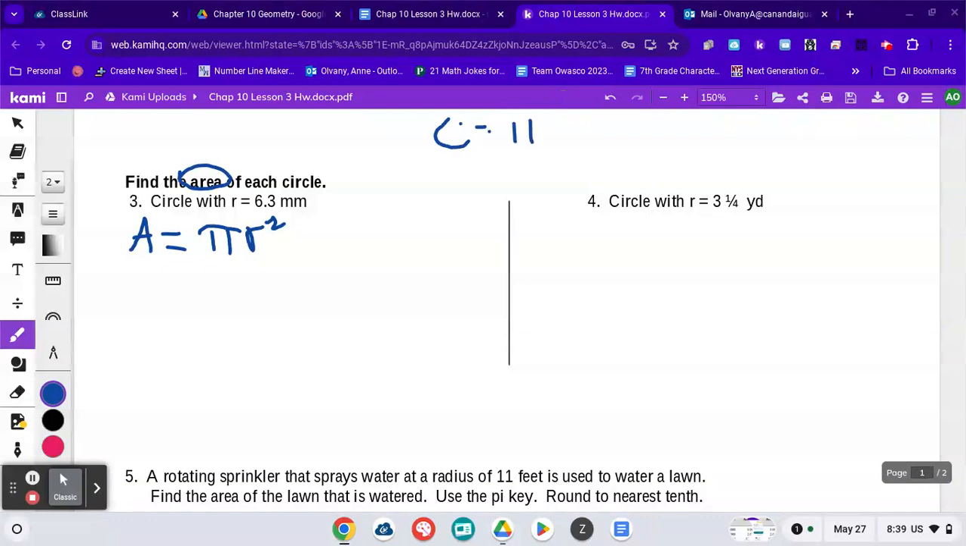cherry pies are delicious, but apple pies are, I say, squared. Should say apple pies are 2, but that's not right. We're going to square it. Okay? Just a way to remember your formulas. Cherry pies are delicious. Apple pies are squared. They're squared delicious. All right, so they tell us that radius is 6.3.